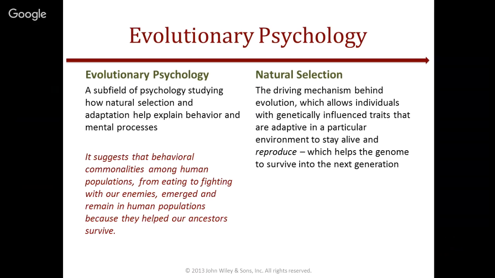So in evolutionary psychology, we kind of touched on this in chapter 1 and looked at what Charles Darwin was coming up with as far as adapting, survival of the fittest, and how we cope and survive in our particular environment and continue to reproduce. So when you look at evolutionary psychology, it suggests that behavioral commonalities among human populations, from eating to fighting with our enemies, emerge and remain in human populations because they help our ancestors survive.